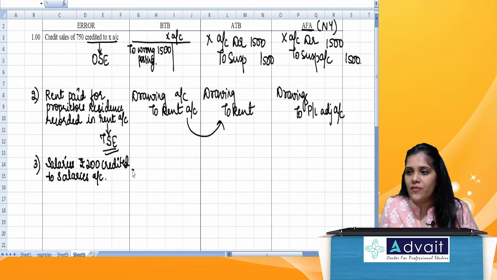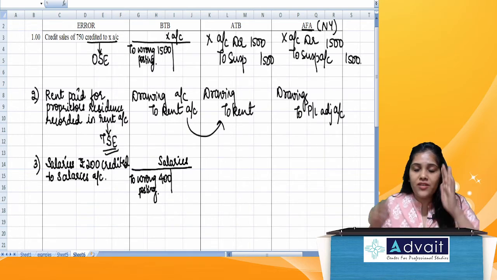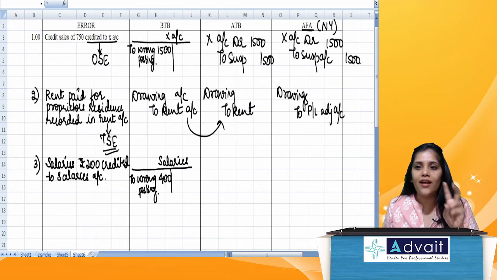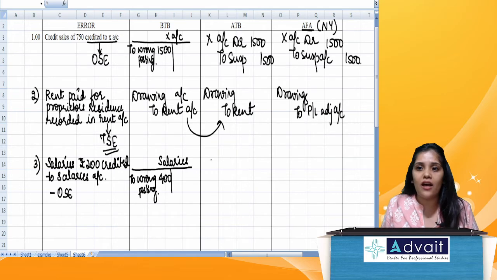So, what will we do? We go to salaries account. We write here 400 and we write 2 wrong posting. Correct? Very good. Now, if it is after trial balance, first, sorry, whenever you find the error, first you should tell me, is it a one-sided or two-sided error? So, is this a one-sided or a two-sided? One-sided error. Correct, everybody? Very good.